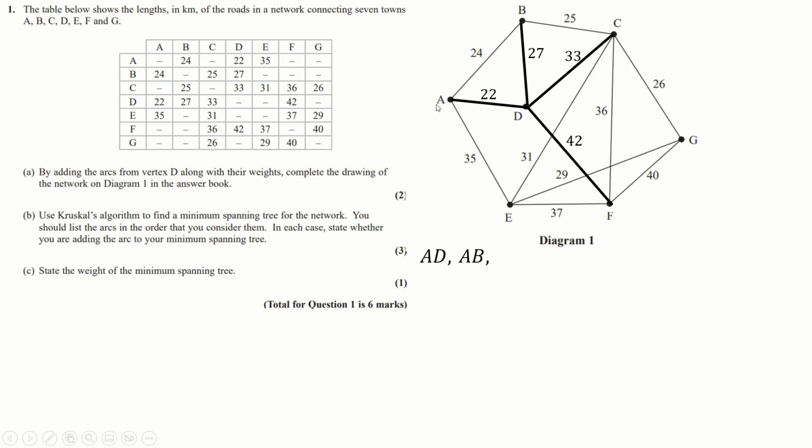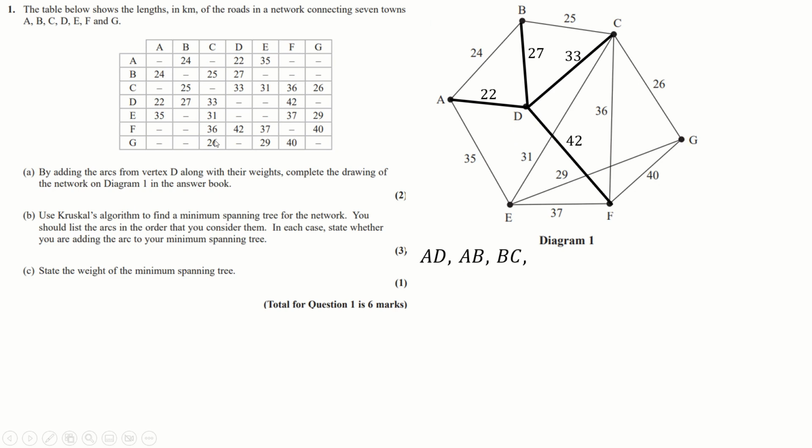Now we've got to be careful of a couple of things here. Firstly, you're not allowed to create any loops, so we can no longer use B to D. Although it only wants you to mention that a bit later on, not right away. But just bear in mind, we're not allowed to use B to D. But yeah, A to B is 24. And then 25 is B to C, which I can use without creating a loop, so that's fine.